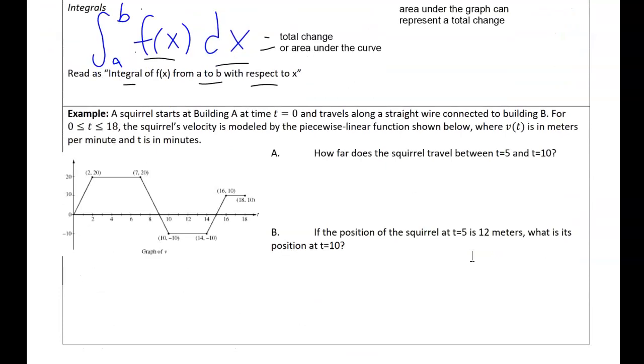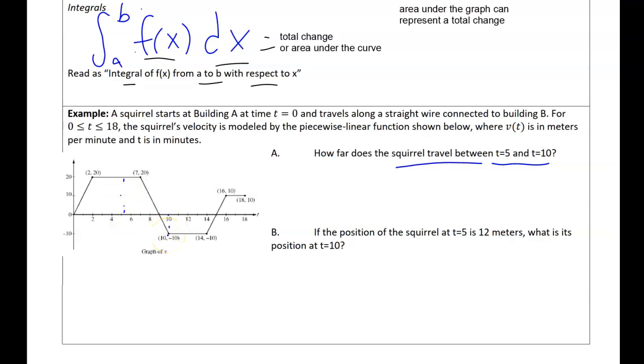Okay, so let's look at a familiar example of a squirrel running along a wire. This is a velocity and position problem. Do make sure you read it, but it's just a velocity graph. And the question is, how far does the squirrel travel between t equals 5 and t equals 10? So I'm going to go ahead and annotate that right away in my graph.